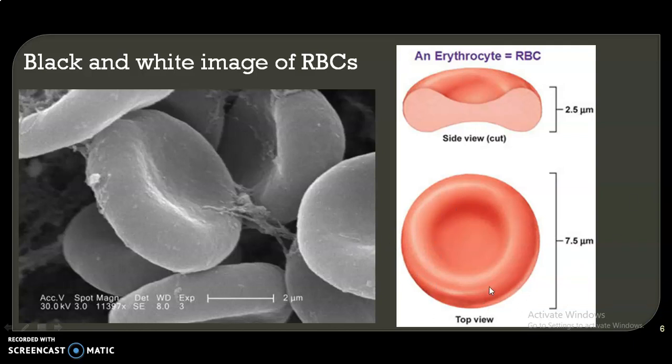We find that the diameter of the red blood cell is approximately 7.5 micrometer and thickness is approximately 2.5 micrometer.